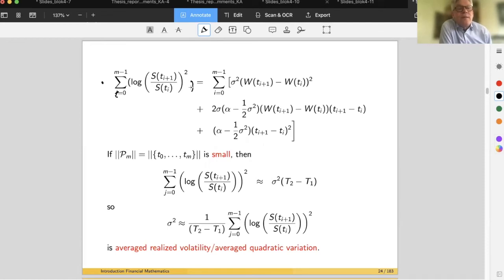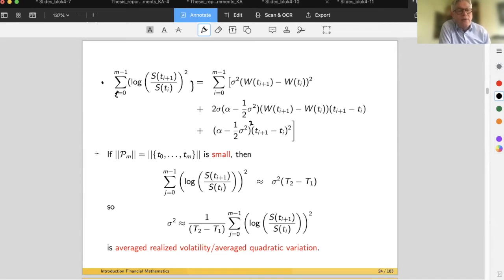S(t_{i+1}) divided by S(t_i), squared, is then, as I mentioned, the sum i runs from 0 to m minus 1, sigma squared (W at t_{i+1} minus W at t_i) squared, plus 2 times the cross term, sigma times (alpha minus 1/2 sigma squared), the Wiener increment, so the increment in Brownian motion, W(t_{i+1}) minus W(t_i), times the other term, t_{i+1} minus t_i, plus the last term squared, and I think I should have a square here as well, (alpha minus 1/2 sigma squared) times (t_{i+1} minus t_i) squared.